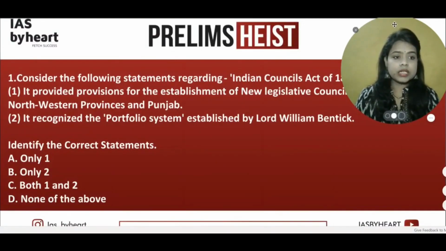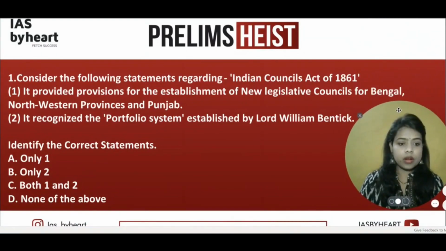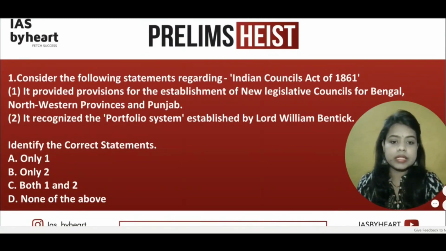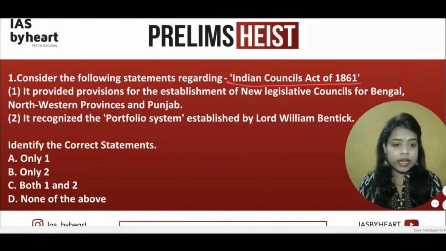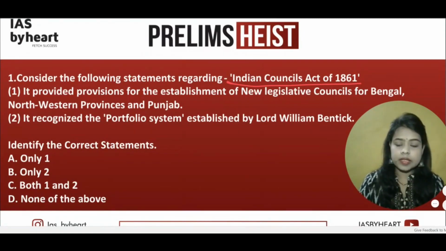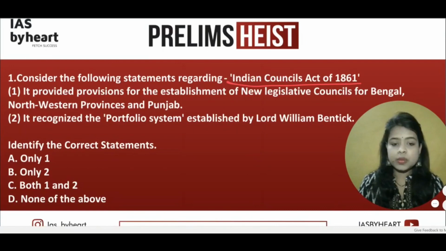The first question here, as you can see, consider the following statements regarding Indian Councils Act of 1861. So it is clearly saying that the question is about the historical background of India and the Councils Act 1861. It provided provisions for the establishment of new legislative councils for Bengal, Northwestern provinces, and Punjab. So the point is, you should be able to analyze whether this thing happened under the Indian Councils Act 1861 or not. So either you know it or you don't know it. And here there is nothing like you are going to come out with any assumption. Okay, that is one thing.